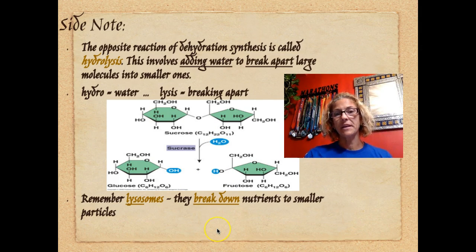So where does this happen in a cell? Just making some other connections. It happens in the lysosome. So lys, remember, means to break down. Some is body. So this is a breaking down body inside of the cell, and that's its job.